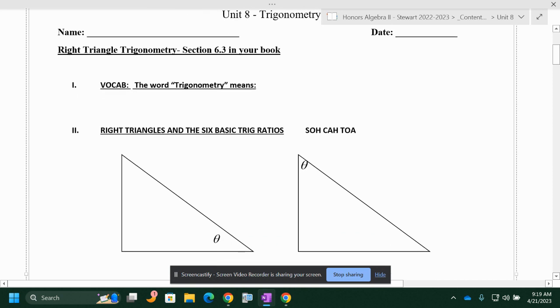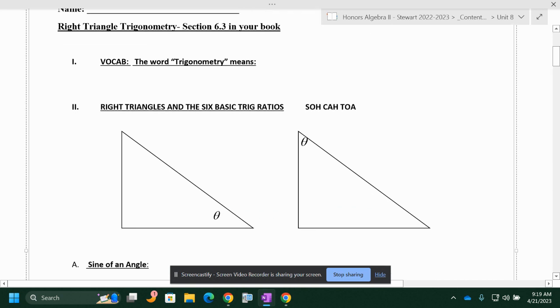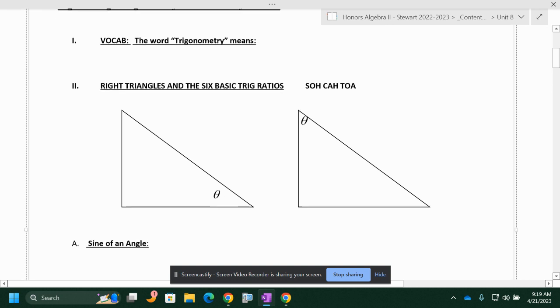Essentially, we're going to talk about the trig ratios based on the sides of a triangle, and then how to find the angle measure. Then in another video, we'll do a little bit more application. So, right triangles and the six basic trig ratios, SOHCAHTOA.